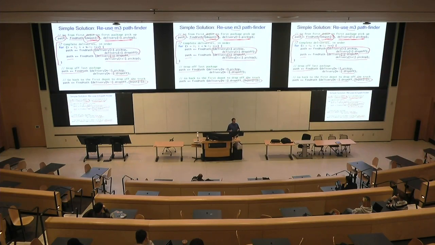I didn't actually do any real optimization here. Whatever order you gave me the deliveries in, that's the order I'm going to make them. So everybody understand this simple algorithm? If you have M3 working, you can get this going really fast.